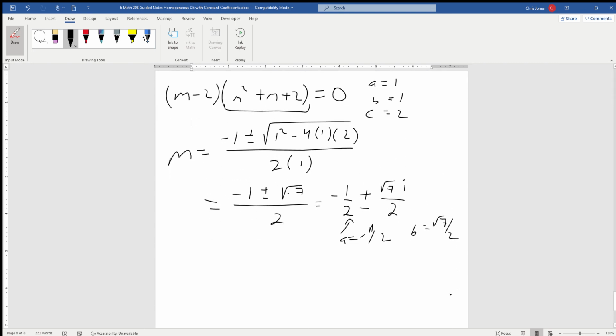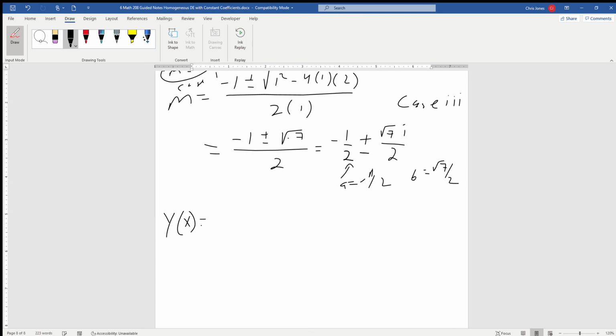Now notice that those are the complex roots, but we also have a real root. Remember that we had m equals 2. So that's going to be a real root, which is a case 1, and then these two are going to be the case 3's. So this is our case 3, this is our case 1, and we're almost done with this. So let's put it all together.